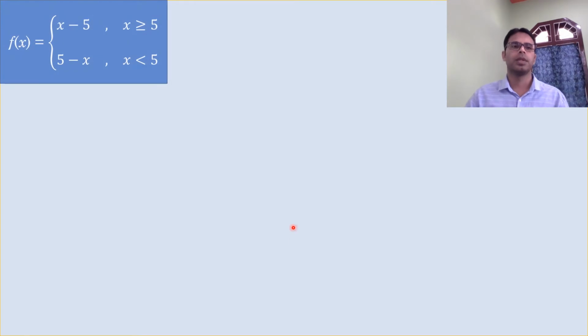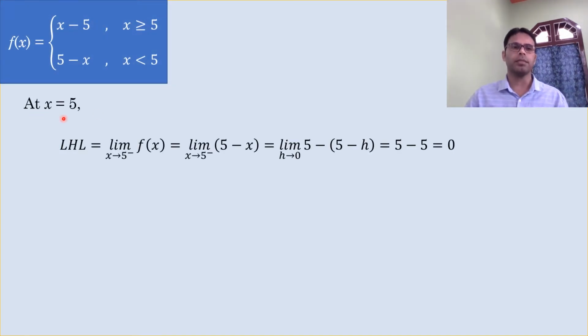So come here, at x equal to 5, the left hand limit is limit x tends to 5 minus of f(x). 5 minus means x less than 5, so f(x) is 5 minus x. Writing here, h tending to 0, then 5 minus h. X is replaced by 5 minus h. So after h is 0, it is 5 minus 5 equal to 0. So the left hand limit is equal to 0.